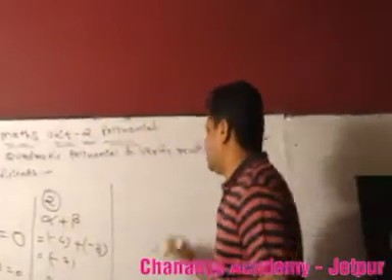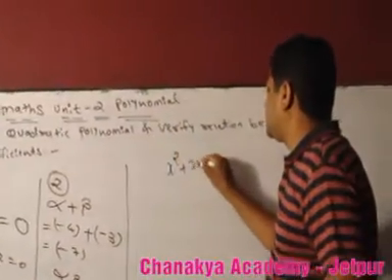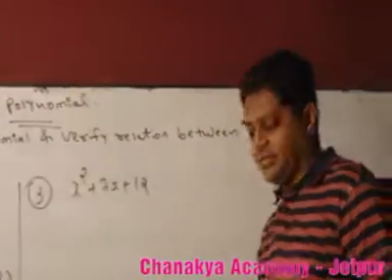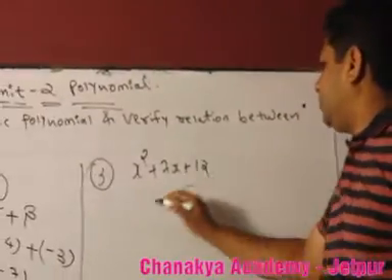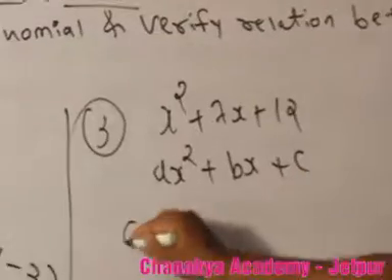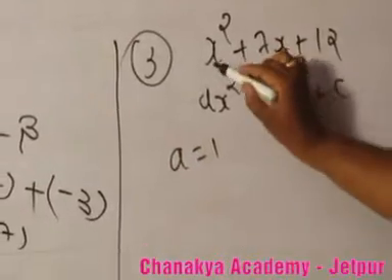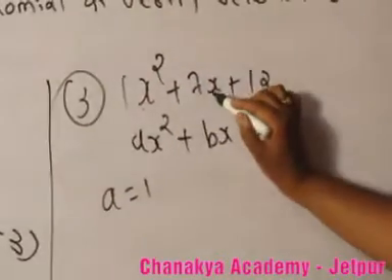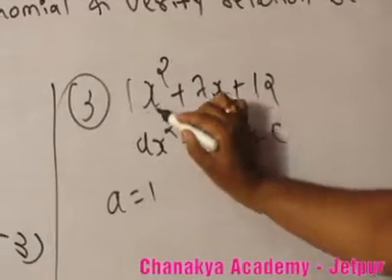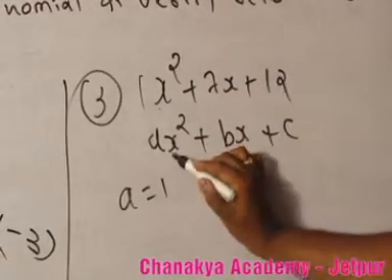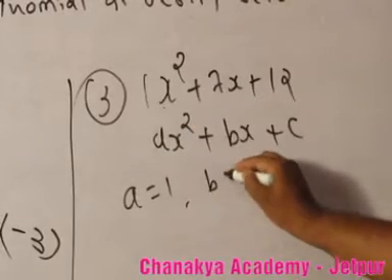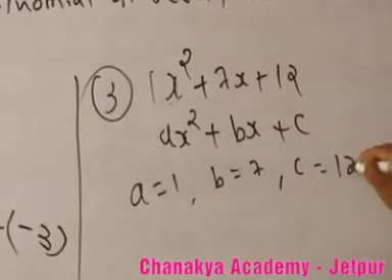Now we have to compare x square plus 7x plus 12. This is our third step. x square plus 7x plus 12 with ax square plus bx plus c. Here the coefficient of x square is 1, the coefficient of x is 7 and 12 is the constant. Therefore, comparing x square plus 7x plus 12 with ax square plus bx plus c, we get a equal to 1, b equal to 7 and c equal to 12.